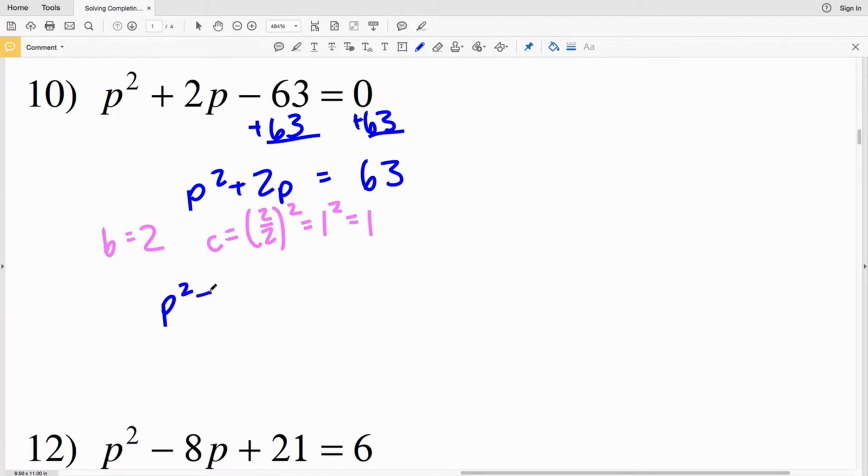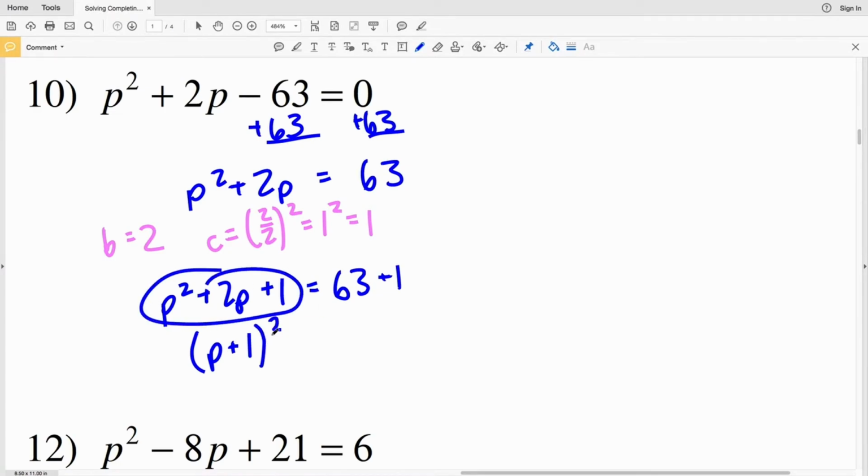So we'll have p squared plus 2p plus 1, and that's equal to 63 plus 1. P squared plus 2p plus 1 we can write as a plus b, that quantity squared. So my a value is p, and my b value is a positive 1. So p plus 1 squared equals p squared plus 2p plus 1, and that is going to equal 63 plus 1, which is 64.